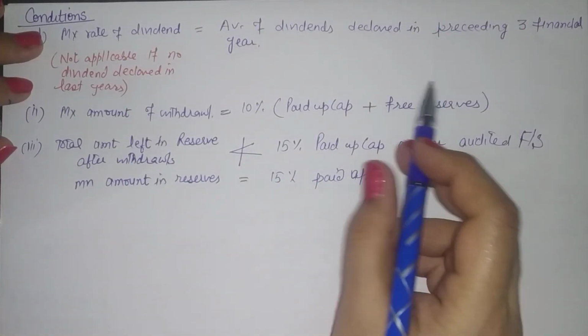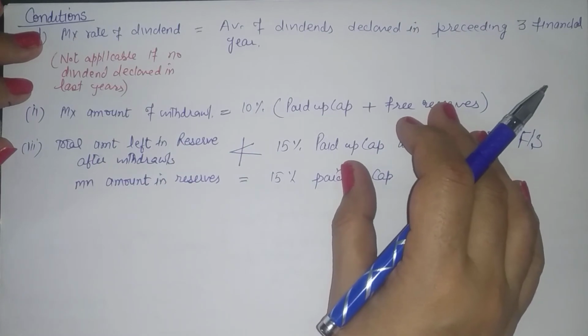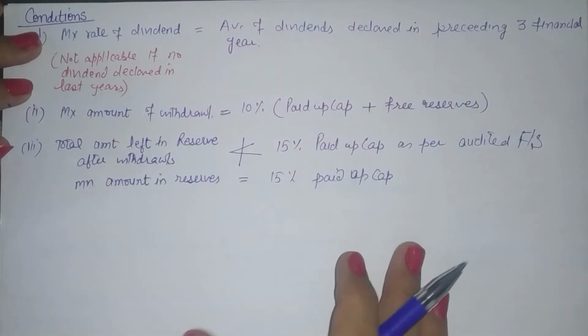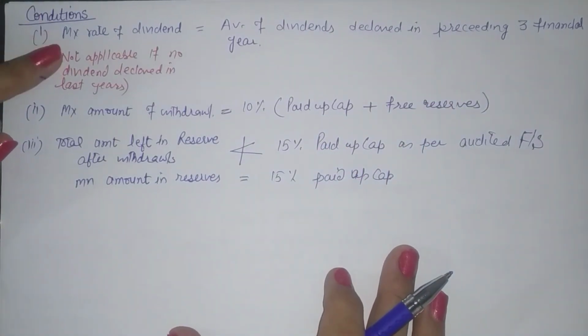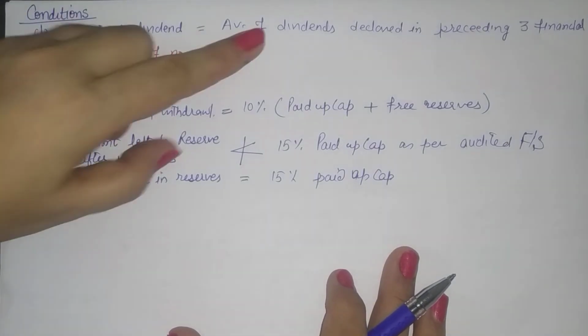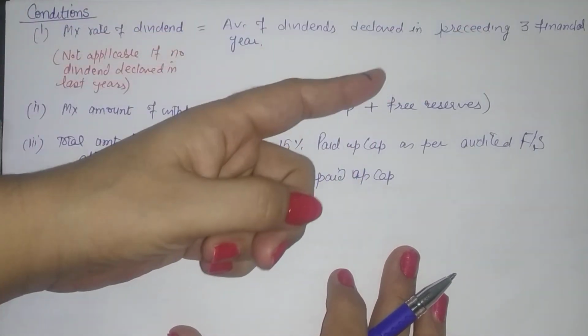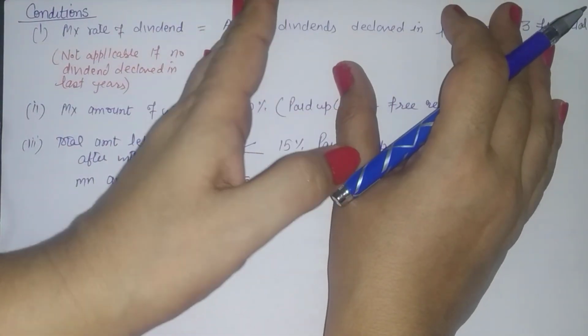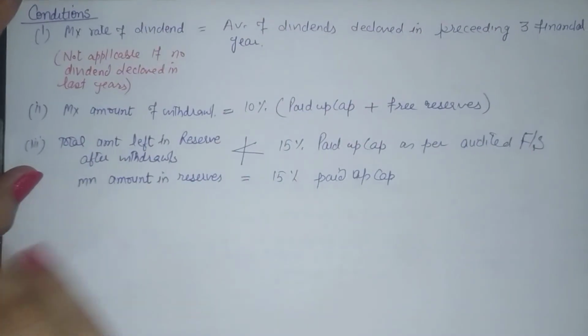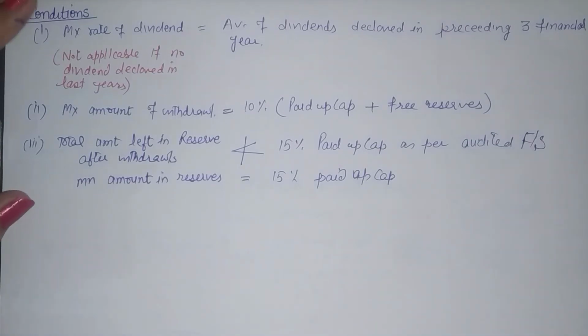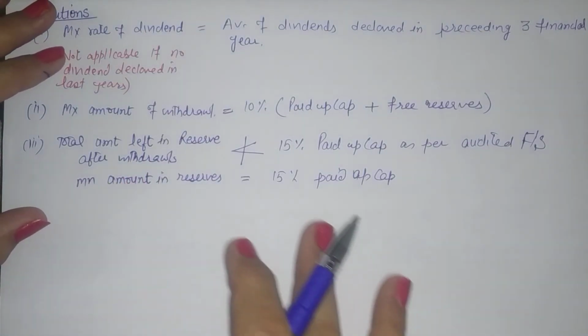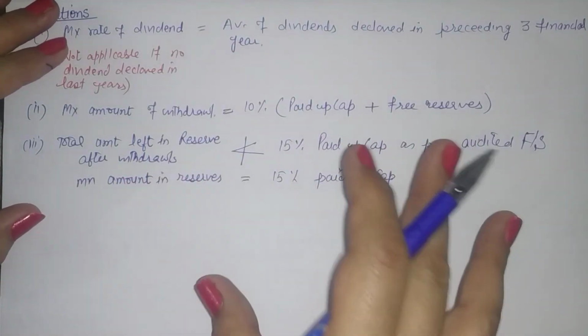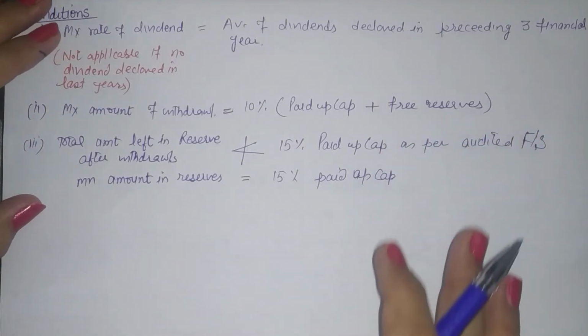So earlier, before this Companies Act 2013, this maximum rate of dividend was limited to average up to 10%. So at that time, even this maximum rate was also limited up to 10%. You cannot give beyond 10% dividend out of reserves. But now that condition has been relaxed, right?